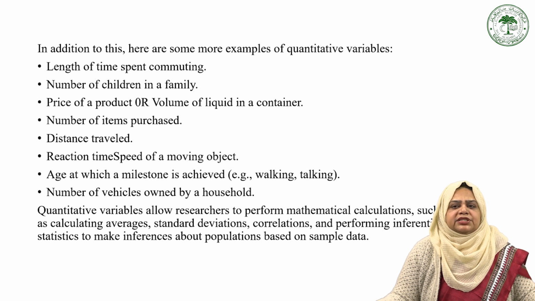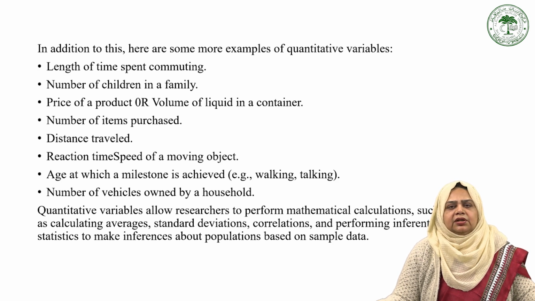Quantitative variables are an essential part of research because they can be measured and calculated. Examples of these variables include the time it takes to commute, the number of children in a family, the price of a product, and the amount of liquid in a container. They all encompass the number of items purchased, the distance traveled, and even how quickly someone reacts to something. Additionally, quantitative variables involve the speed of an object in motion and the age at which someone reaches a milestone, such as walking or talking. Furthermore, they extend to the number of vehicles owned by a household.